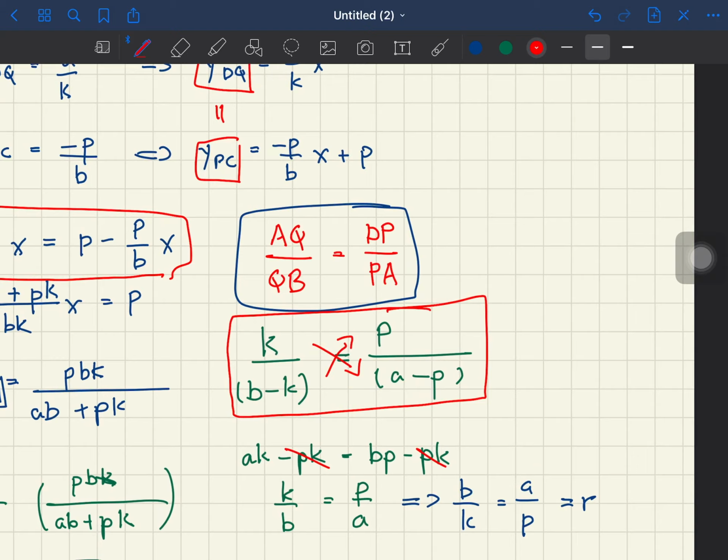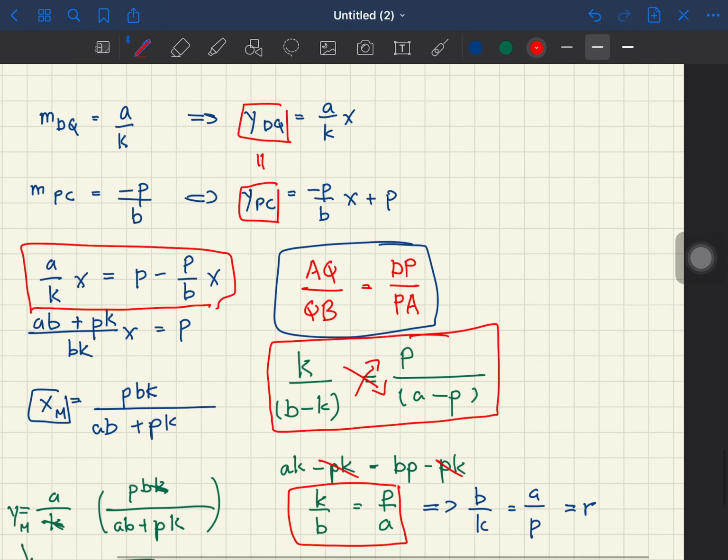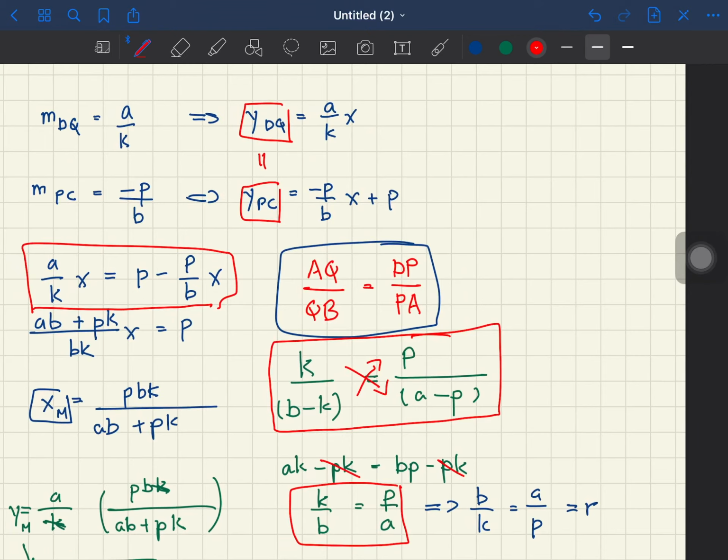And then I'm going to purposely make this one back into the fraction, which looks like this one. And then you will see this blue one, but don't look at the blue one first. Just focus on the green one, which is K over B equals P over A. Later, you will see the use of this fractional form. So we have this first equation, which we are going to use later.